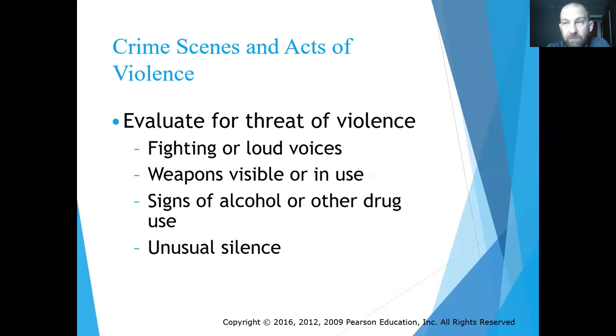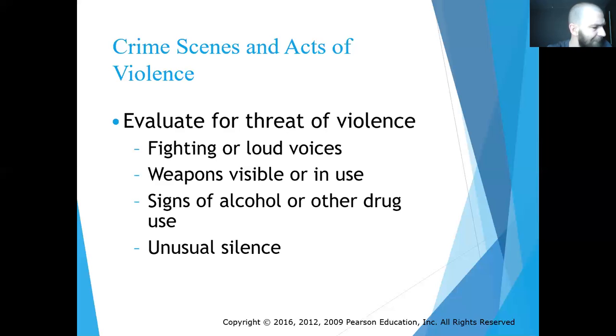An unusual silence can even be a sign, right? We all know the saying from movies, it's quiet. It's too quiet. Well, pay attention to that. Something may be going on that we can't see at first. It's not really readily apparent. So keep that in mind.